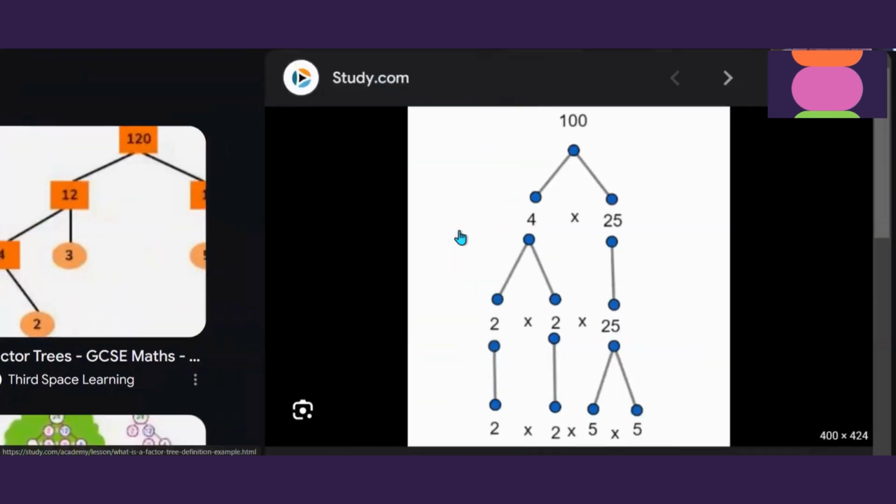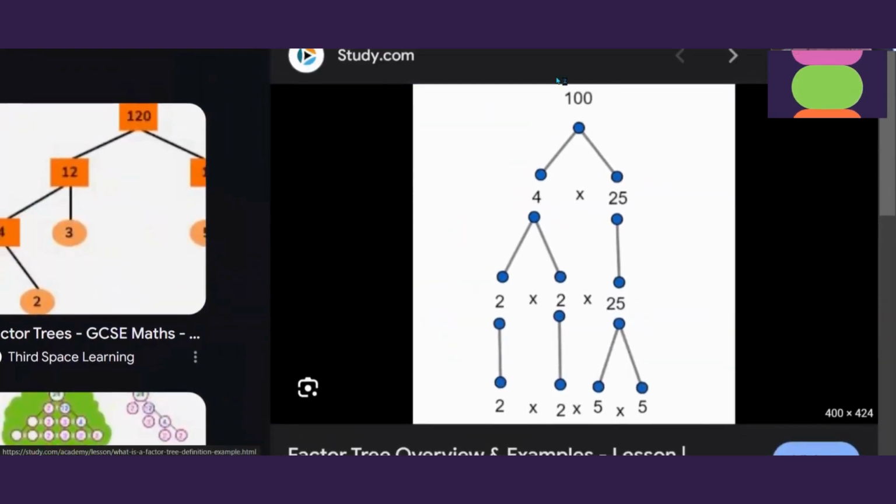Look at this picture. To find out prime factors, what do we do? We write the number on top like this, and then we make it like a tree. We call it a factor tree. I've never seen this before.